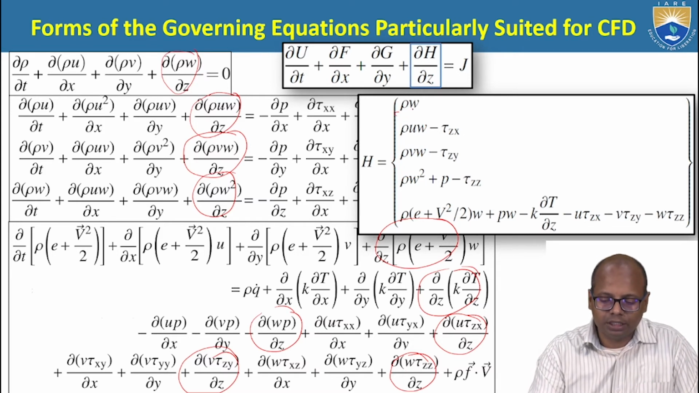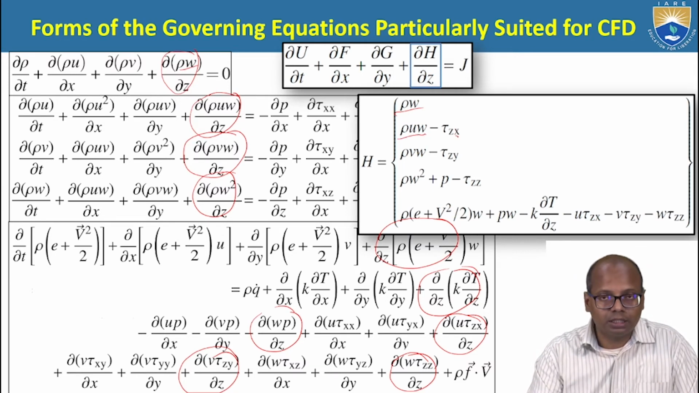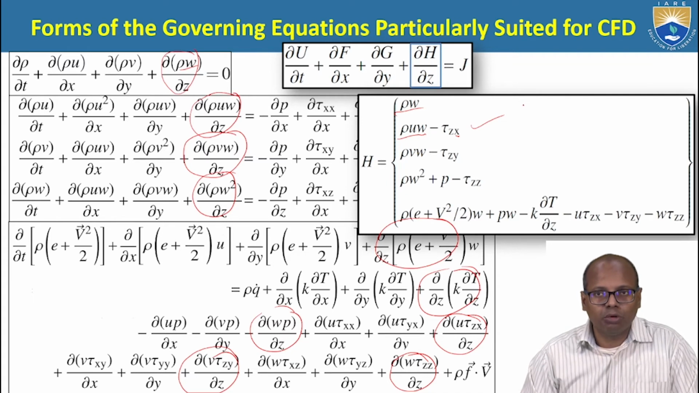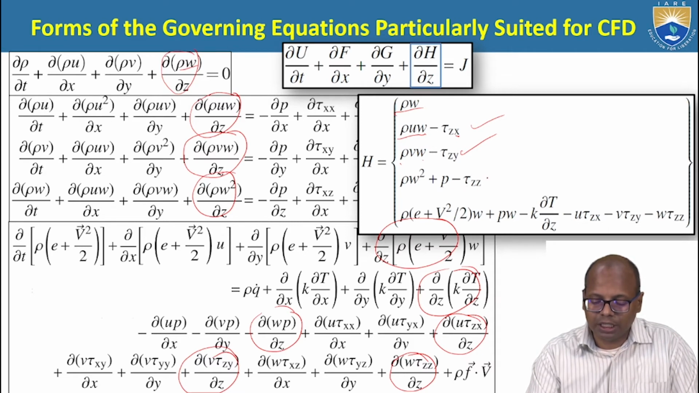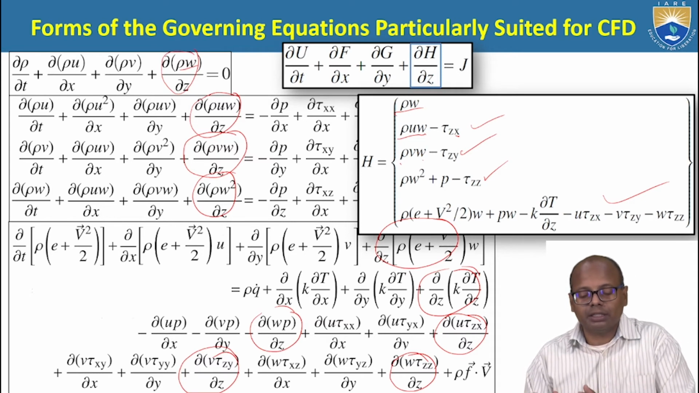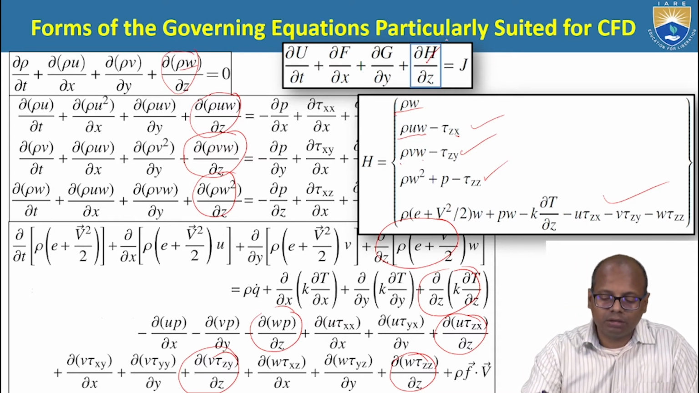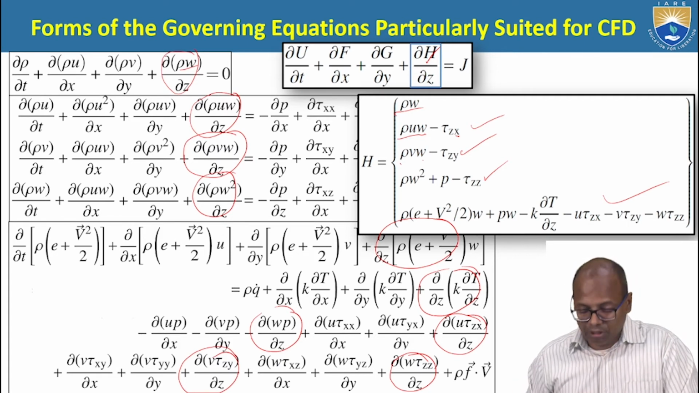So what is this? It is rho W from the continuity equation. Rho UW minus tau ZX, it is from the momentum equation. Rho VW minus tau ZY, this is from the momentum equation. And here rho W square plus P minus tau ZZ, this is from the momentum equation. And similarly, this is from the energy equation. Now, this is the vector H. So the vector H is represented by all these terms, a column vector.